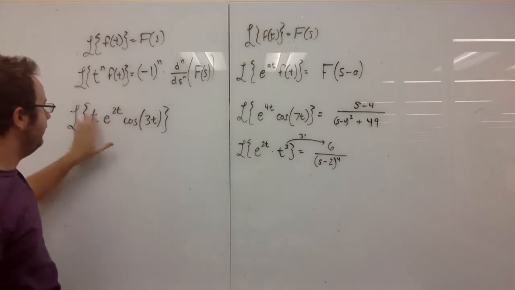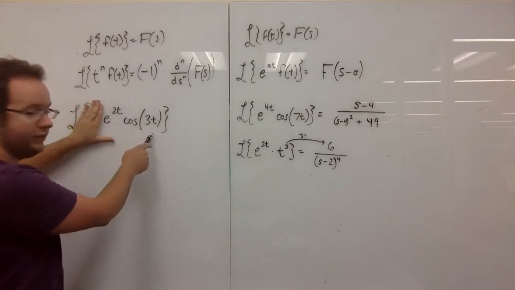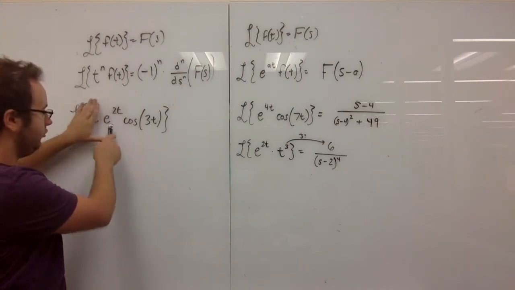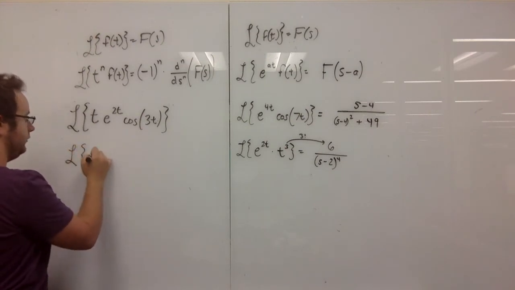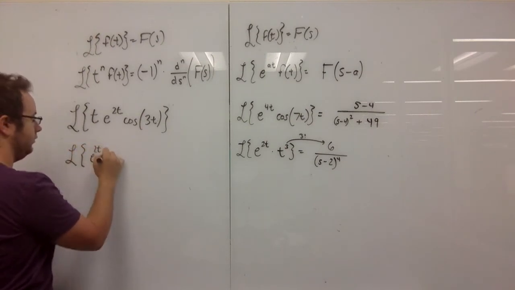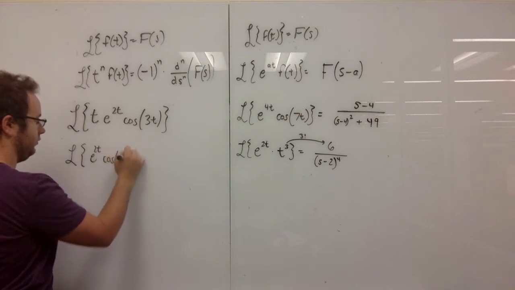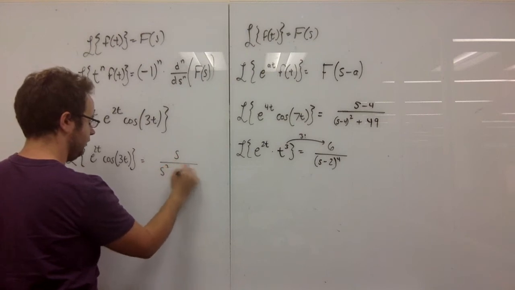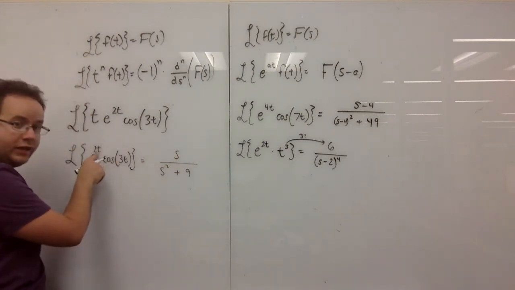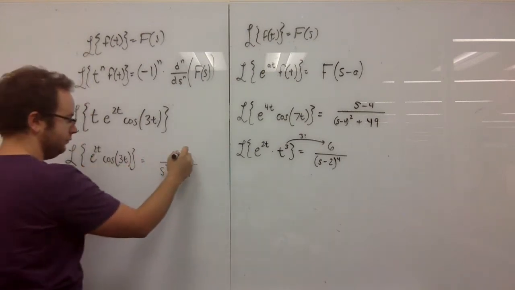So what we're going to do first is say, do we know this guy's Laplace transform? Yes, we do, because we know this one, and we can do a shift. So what's the Laplace transform of cosine 3t? S over s squared plus 9. But because of this e to the 2t, I can shift every instance of s by 2. S minus 2. Excellent.